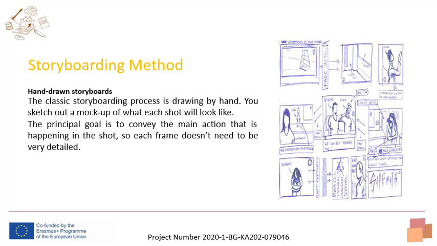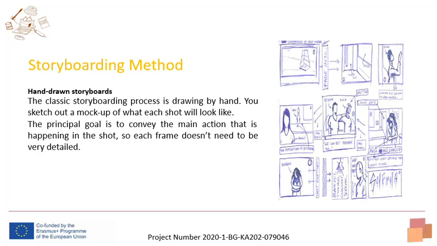Storyboarding method. Hand-drawn storyboards. The classic storyboarding process is drawing by hand. You sketch out a mock-up of what each shot will look like. The principal goal is to convey the main action that is happening in the shot, so each frame doesn't need to be very detailed.